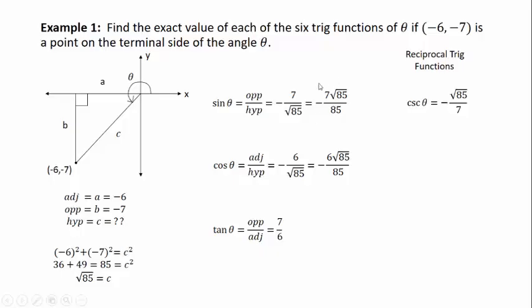Now you're more than welcome to use this version, but when you take the reciprocal, you'll end up with a radical 85 on the bottom again. Then you have to rationalize, and it's a bit of a mess. So always use the non-rationalized version, take the reciprocal, and then you're done. So similarly, we can find the reciprocal of cosine, which is secant of theta. So use that non-rationalized version, take the reciprocal, boom, -root 85 over 6. And then we have cotangent. That's the easiest one yet. Take the reciprocal of tangent, we get 6/7.